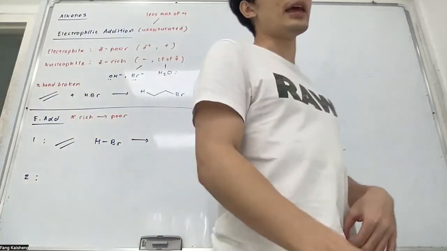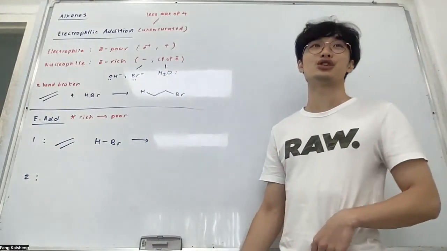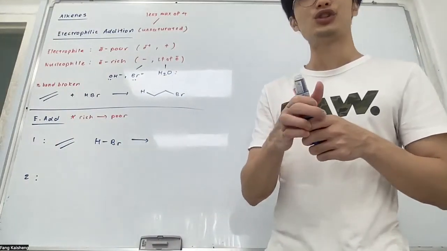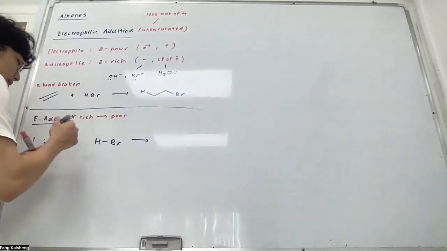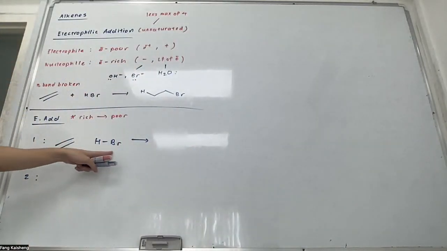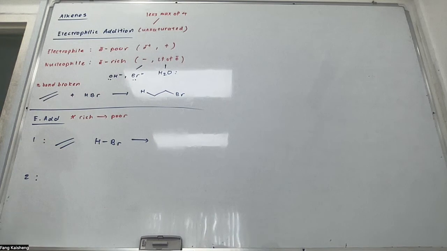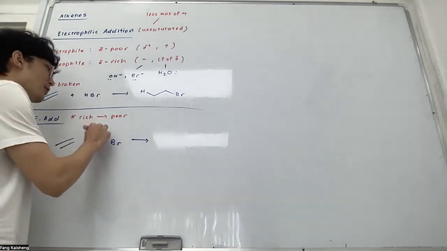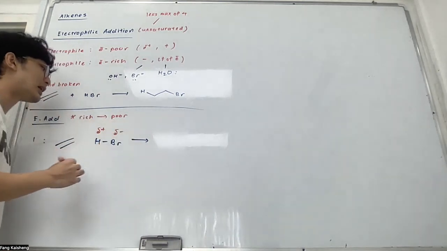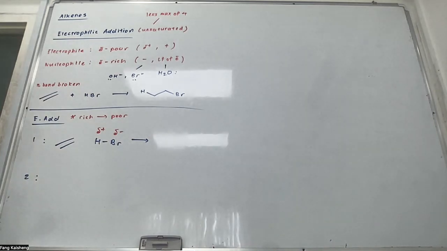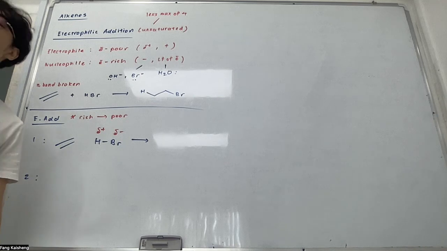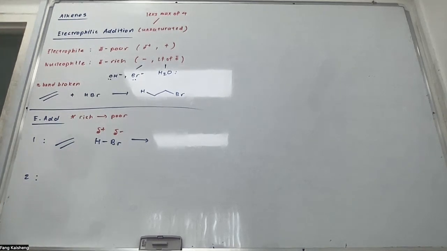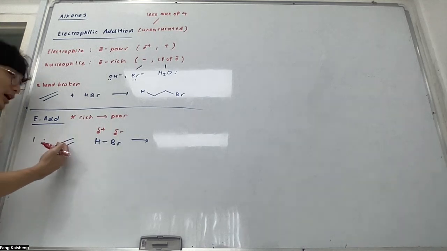Okay, it's the H. Good, because why H? Why do you all pick the H? Okay, because H and Br, this bond is a what bond? It's a polar bond, right? So there's an electronegativity difference between H and Br. So you can clearly see that H over here is poor. Because it's poor, it can be attacked by a rich species. Want to make a guess what a rich species is? It definitely has to be the other guy, right? Okay, the other guy here has to be the double bond.